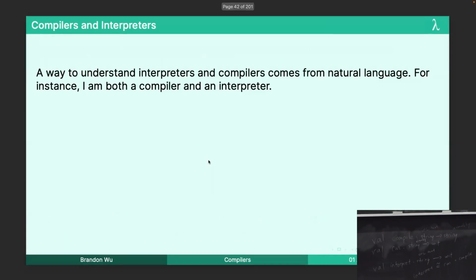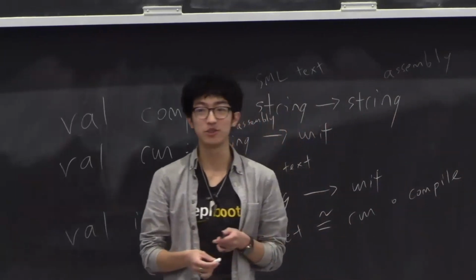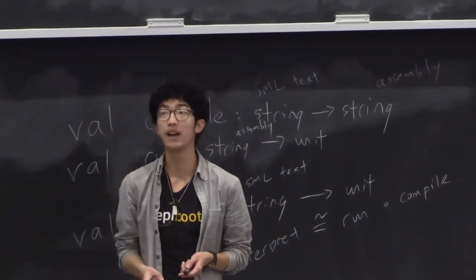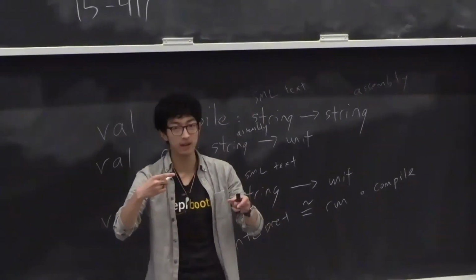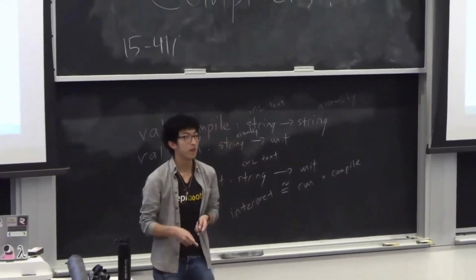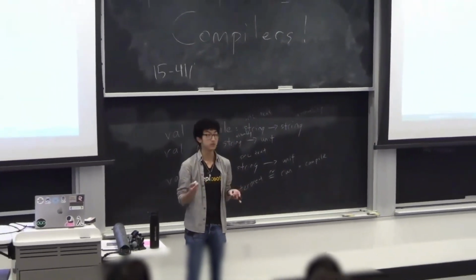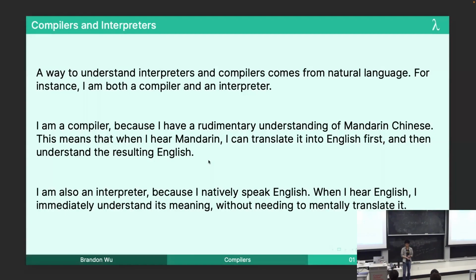Okay. But here's another way you can understand compilers and interpreters. I am second-gen Chinese. I always forget which one's which. My parents are from China. And I am a compiler for Chinese. Because when they speak Mandarin Chinese to me, I have to translate it in my head to English and then understand the English. Okay, which means that I have a lot of lag time. But I am an interpreter for English, which is my native language. So you speak English to me and I can just understand you off the bat. That's the difference between compiling and interpreting. Okay. So some of you are compilers.